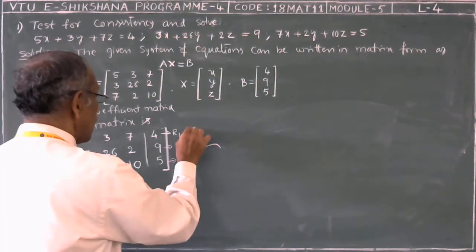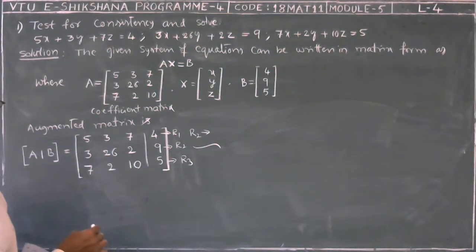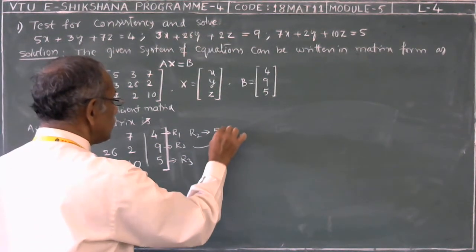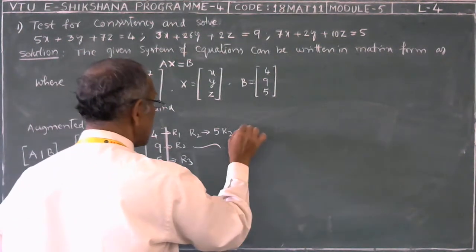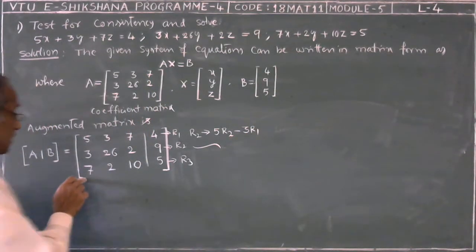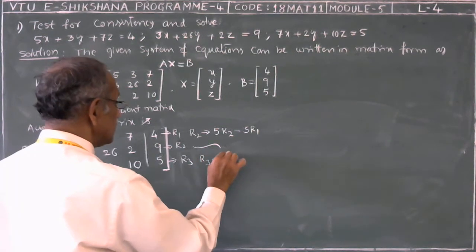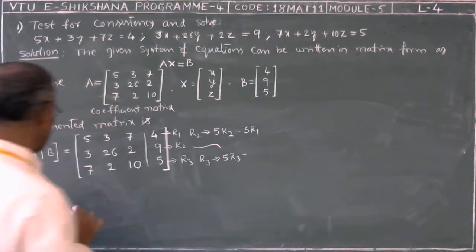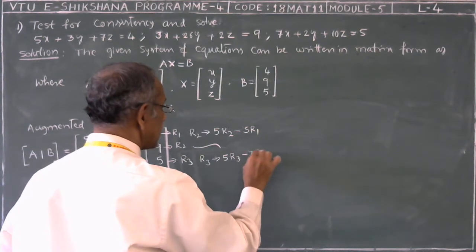So R2 will change subject to the operation 5R2, because both are plus sign, so I have to subtract minus 3R1. Similarly, I can make this 0, that is R3 will change with the operation 5R3 minus 7 times R1.